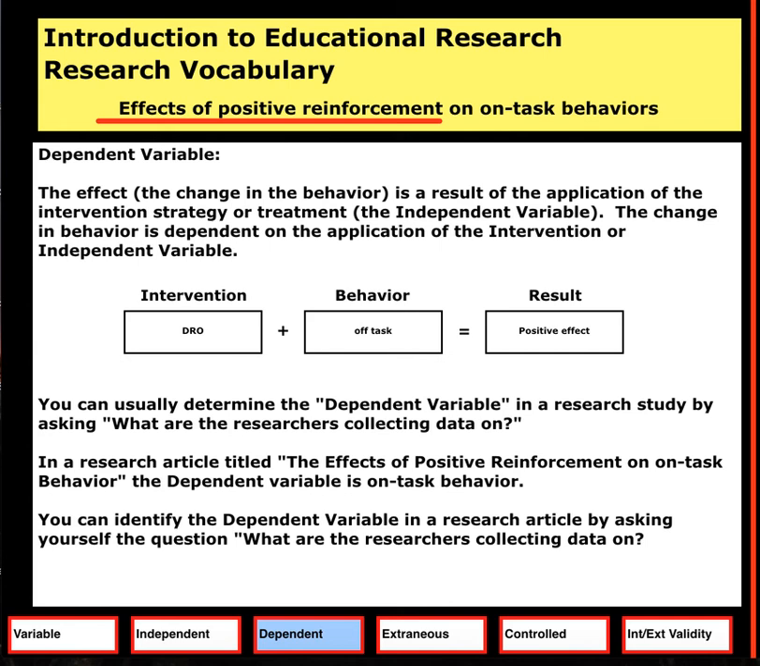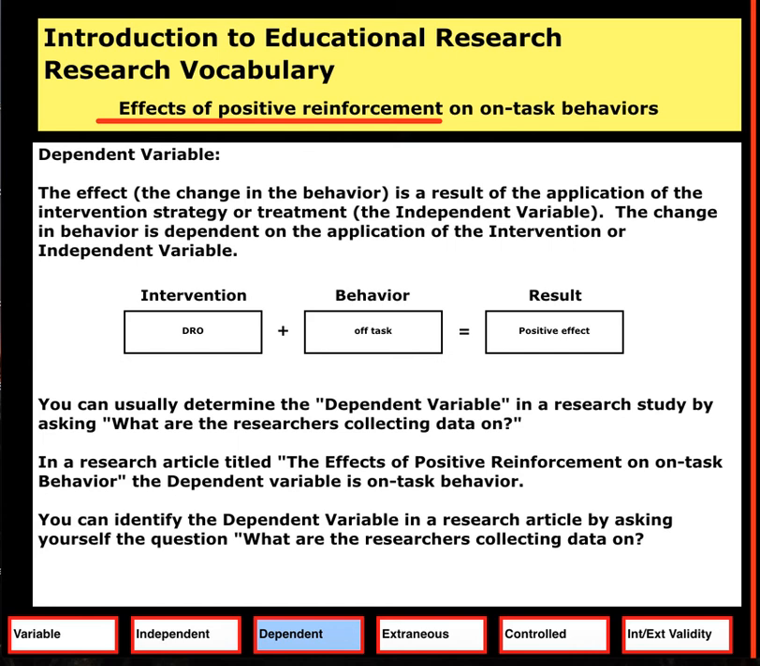But it's not quite that simple, not quite that easy. Suppose in a research looking at the effect of, let's say, positive reinforcement on on-task behavior, we find that positive reinforcement is applied and on-task behavior increases. Well, it seems to be working. We're using positive reinforcement and the on-task behavior of students is increasing.